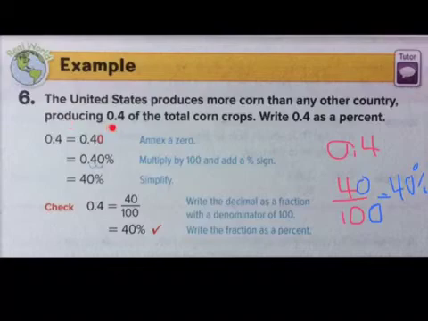So producing 0.4 or 4/10 of the total corn crops. Write 4/10 as a percent. There you have it. Okay, you should know how to make this transition very easily. We went from decimal to fraction to a percent, and they did the same here.